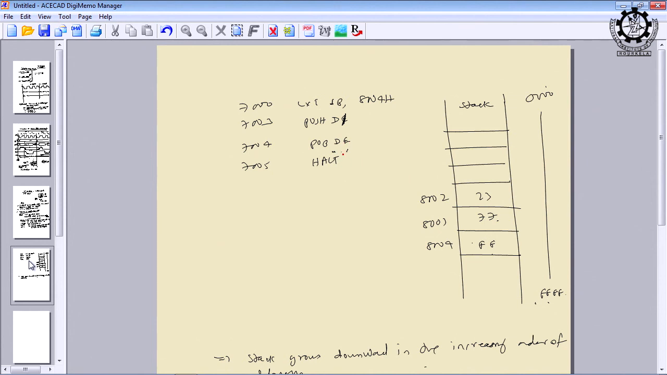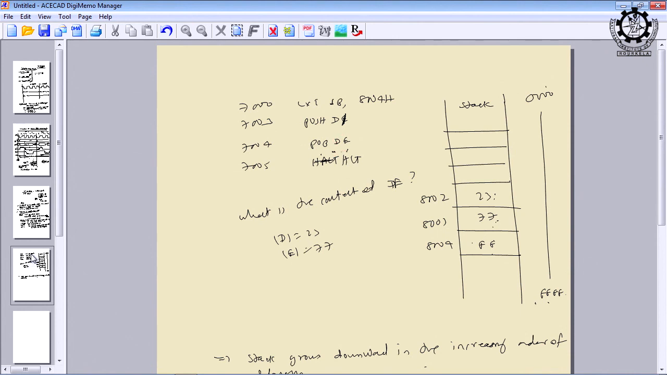Likewise, this one is not a halt, it is HLT. So, what will be the content of D after executing this program? Because of the push D operation, we stored 77 and 23, and because of the pop operation we got 2377. So, D will contain 23 because D will be popped first, and E will contain 77. So, this is how the push and pop operations are carried out.